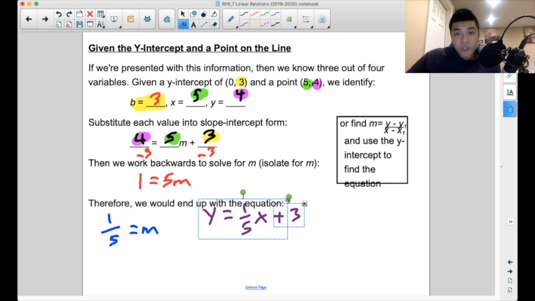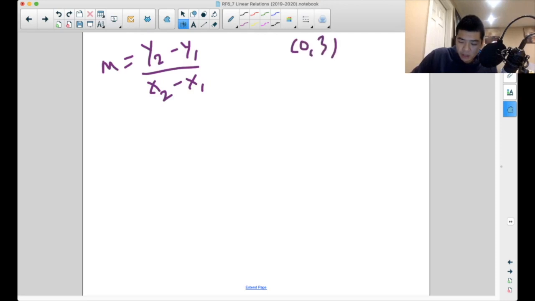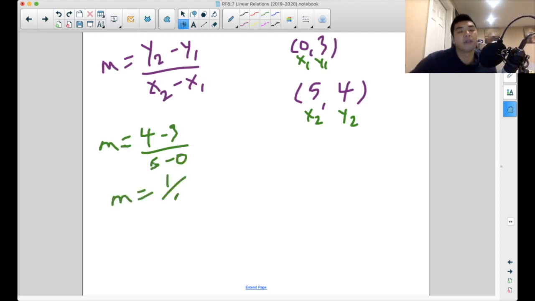Okay. An alternative method we could also use is using the slope formula and use the y-intercept to find the equation. So we can pop that over really quickly. Since we know m is equal to y2 minus y1 over x2 minus x1, and we were given 0, 3 and 5, 4, we can go ahead and plug those values straight into here in order to find what my slope is. So again, if I were to label these as x1, y1, x2, y2, I can go ahead and substitute in my values there. So this would be 4 minus 3 over 5 minus 0. So this would give me a slope of 1/5. Okay, so that's an alternative method to figure out that scenario.